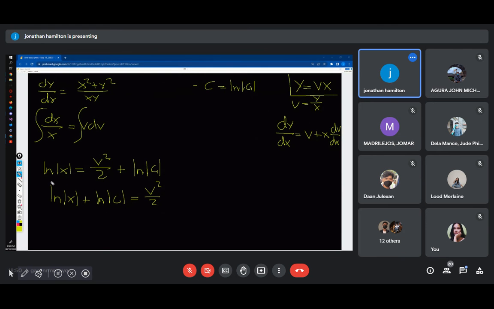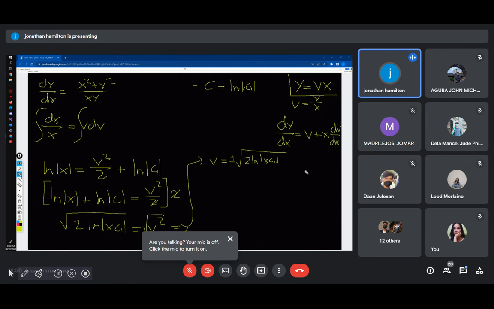If we are able to do this, we could simplify by multiplying both sides by 2, which cancels out. So we would be left with 2 ln of x c1 is equal to v squared. Since it is v squared, we could square root both sides, and we'll be left with v is equal to plus or minus the square root of 2 ln x c1.